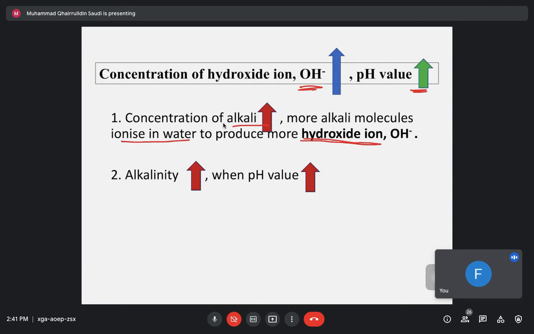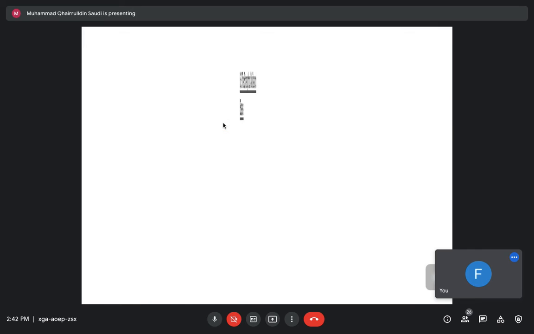Kenapa concentration of hydroxide ion higher? Sebab yang tu next class. Next subtopic. So kita tahu when alkalinity increase, the pH value increase. Strength. Ni tertinggal.